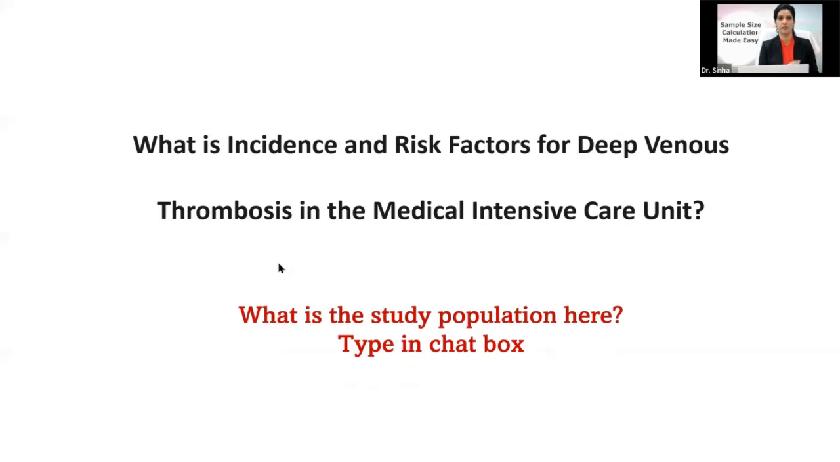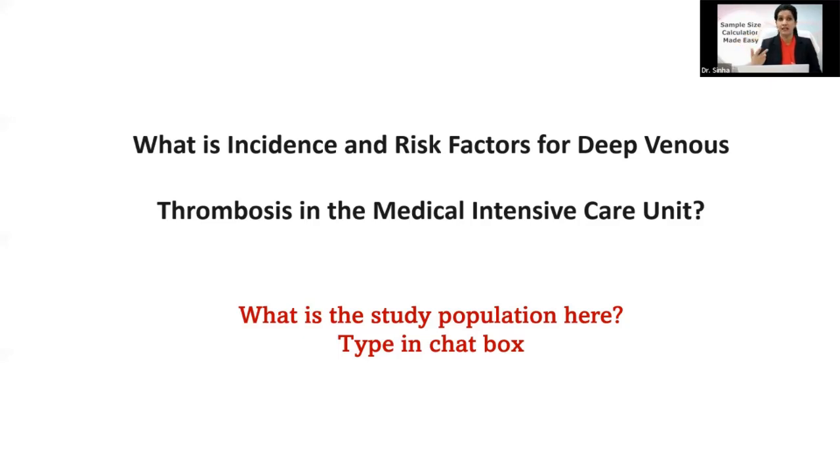Now see the next question. What is the incidence and risk factors for deep venous thrombosis in medical intensive care unit? Please type the population in the chat box. Yes, ICU patients, MICU patients. So you are right. It is the ICU patients. More specifically, you can write medical ICU patients, but definitely these are ICU patients. So your study population is ICU patients.